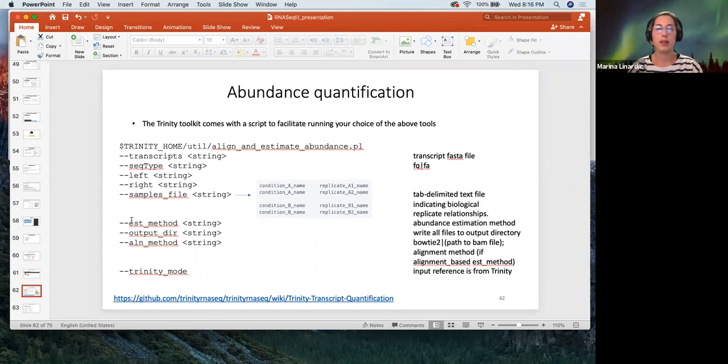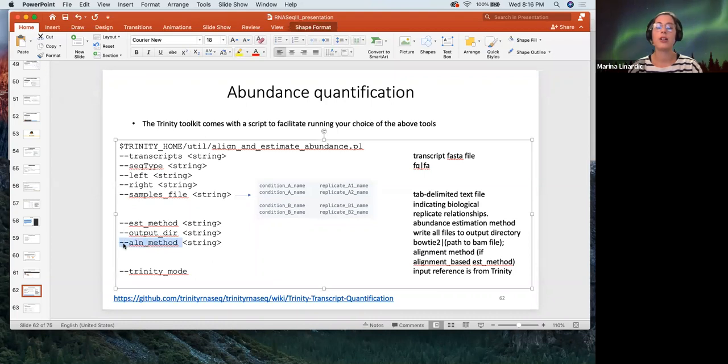The estimation method. So here it can be Salmon, RSEM, Callisto, whichever you're using, and output directory. So where we want our results to go to. Alignment method. This is used if you're going to use RSEM. So because Salmon and Callisto are alignment free, we don't need this. If you're going to use it, then you just specify that it's going to be Bowtie 2. And the Trinity mode, this is just another part that you put to specify that your input reference here is from Trinity.